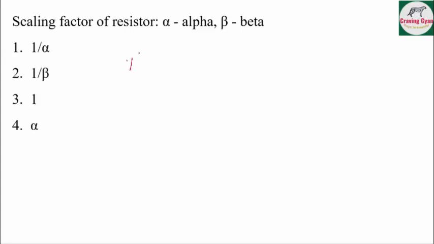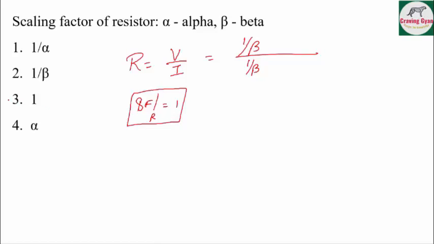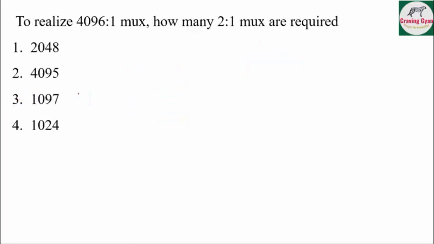Scaling factor of a resistor. A resistor is given by V divided by I. So V is scaled by 1 divided by beta, and I is nothing but mu Cox W by L into (VGS minus VTH) the whole square. What is Cox? That is epsilon ox by Tox. Tox you are going to scale by 1 divided by beta. (VGS minus VTH) square you are going to scale by beta square. So again you will be left with only 1 divided by beta and 1 divided by beta. So the scaling factor of a resistor will be equal to 1. Nothing but resistance can't be scaled. So the suitable option that's going to follow is option 3 is correct.